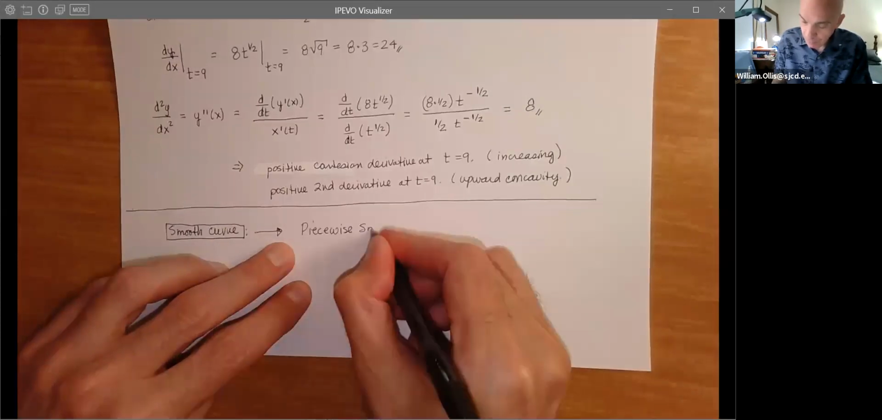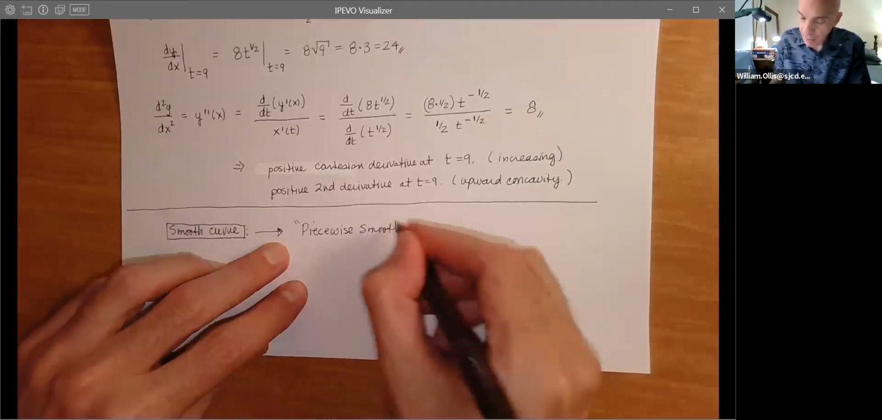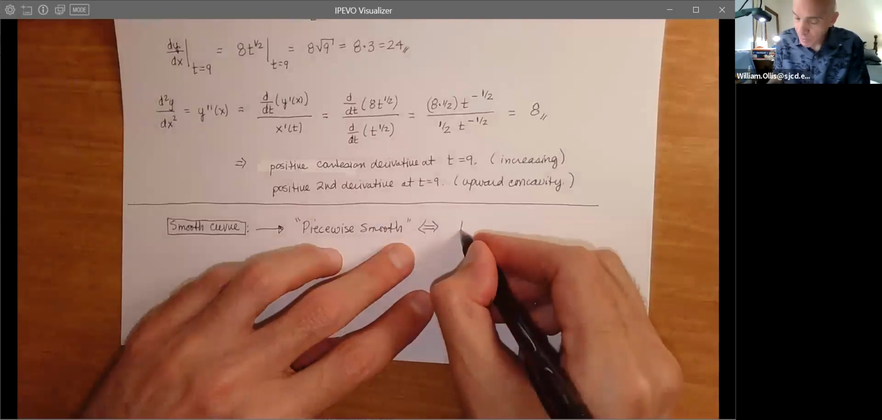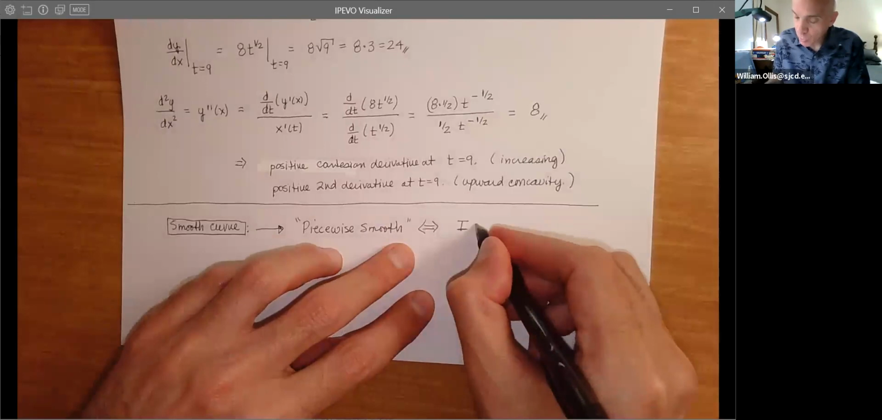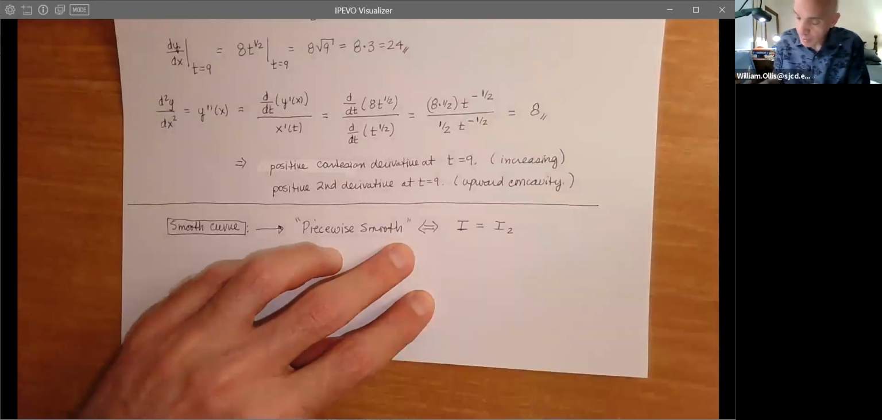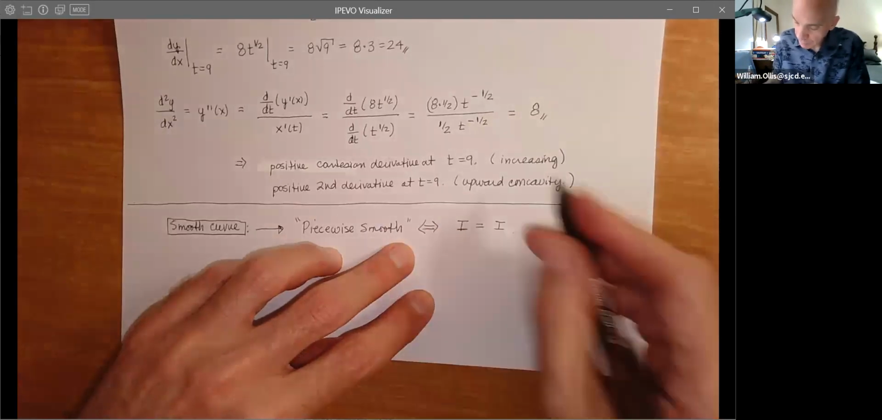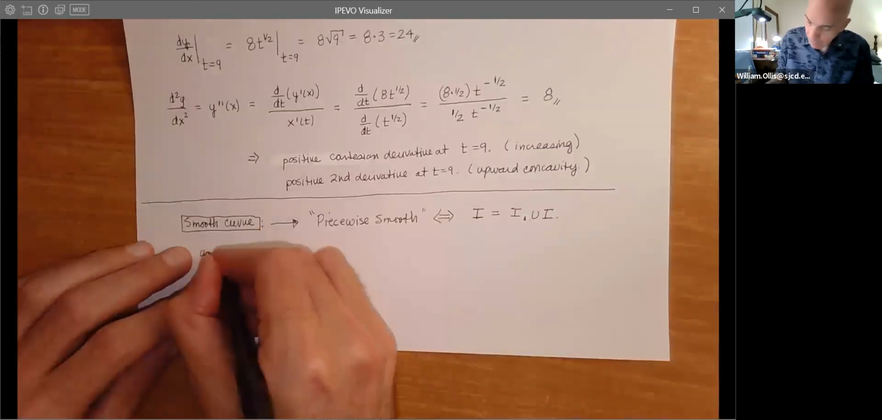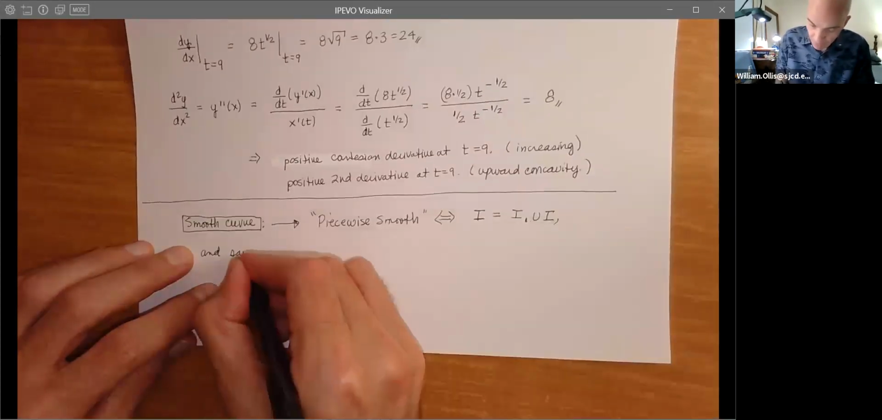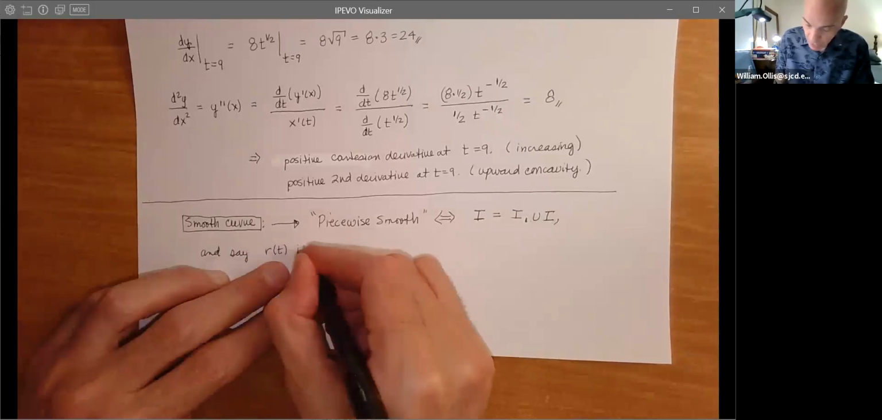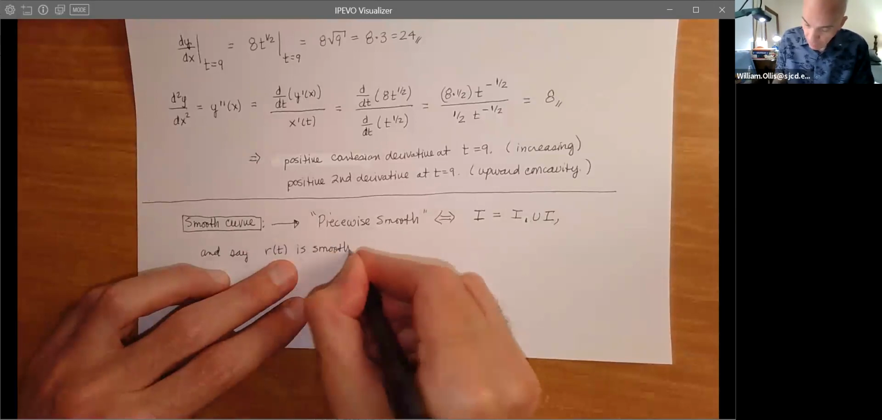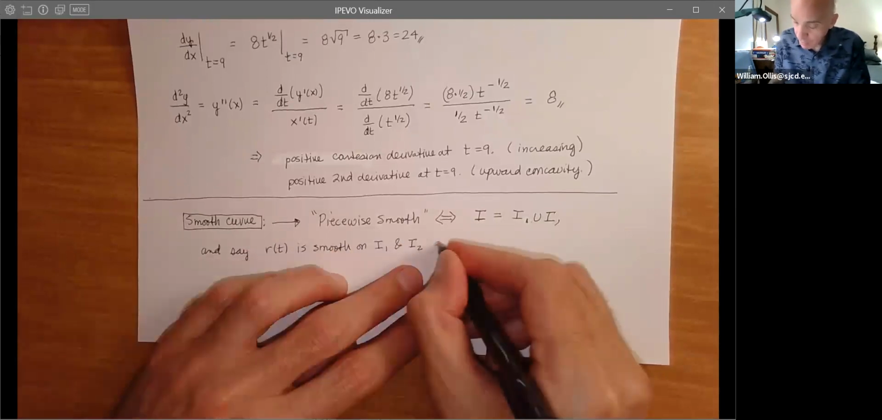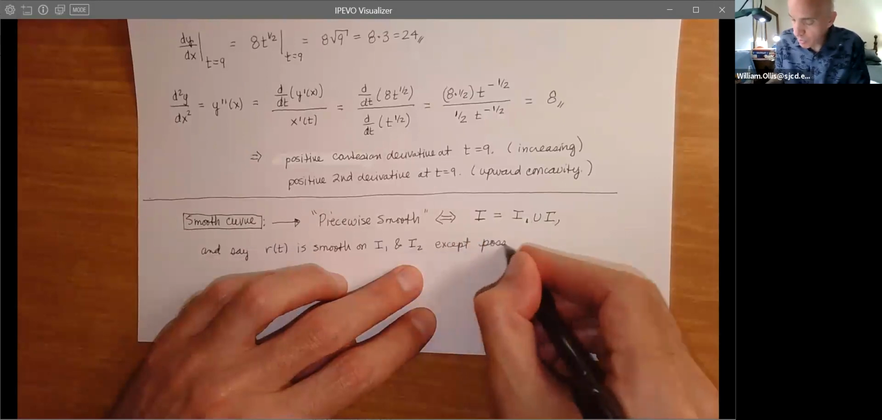Piecewise smooth. So when we say that, this basically is equivalent to saying we could split up, for instance, I into 2 subintervals, say I1 and I2, and say R of t is smooth on I1 and I2, except possibly at endpoints, which we don't really have to worry so much about.